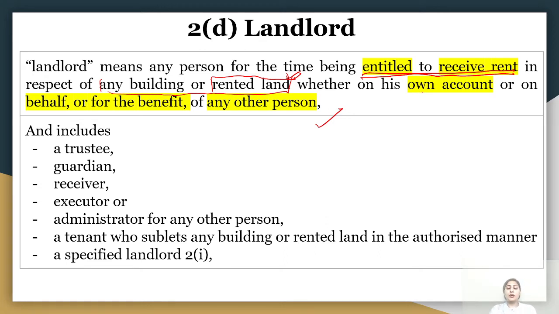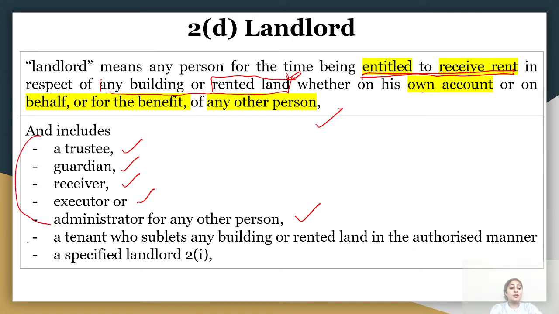We have seen on their own account they are receiving, but in case they are receiving it for the benefit of somebody else, who all will it include? It would include a trustee, a guardian, receiver, executor, administrator for any person. So these five we'll be covering in the next slide.